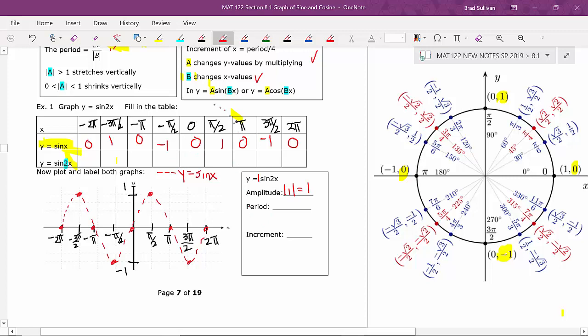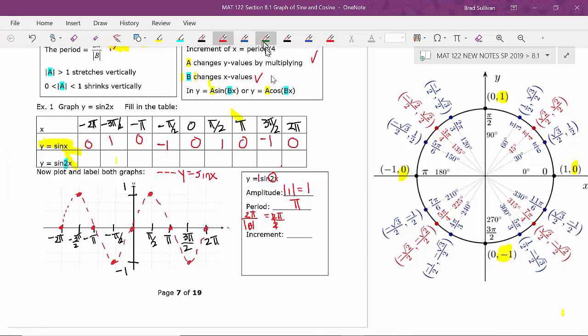Now the period, we have to use this formula, and you want to write this down. This is 2 pi over the absolute value of b. b in here is the 2. So we would have 2 pi over 2, so therefore the period is pi. That means that every time pi goes by on the x-axis, you cycle through the 5 key points.